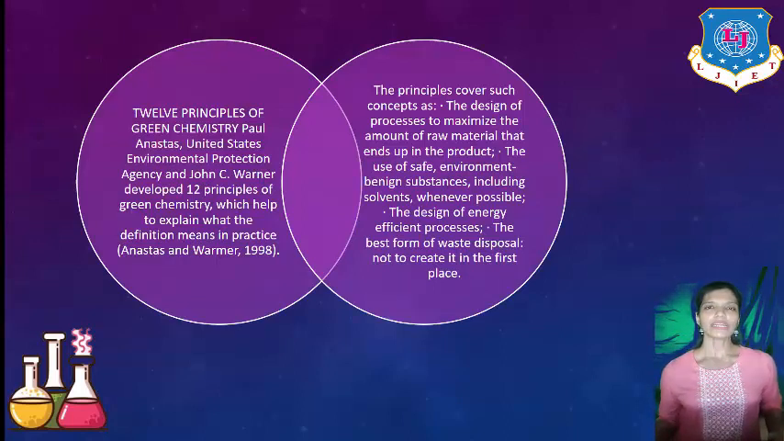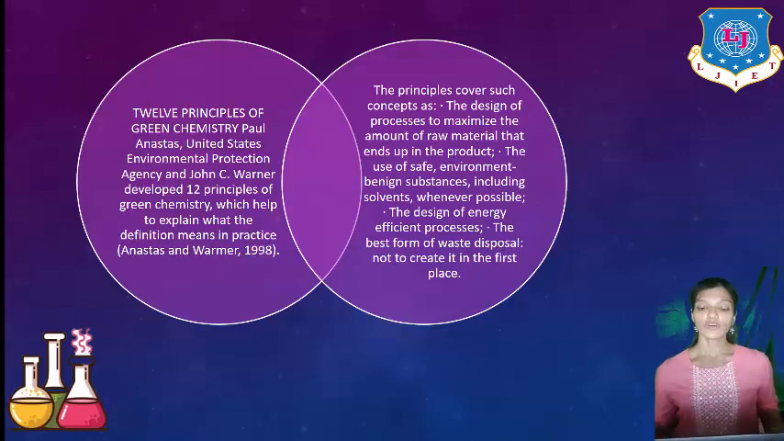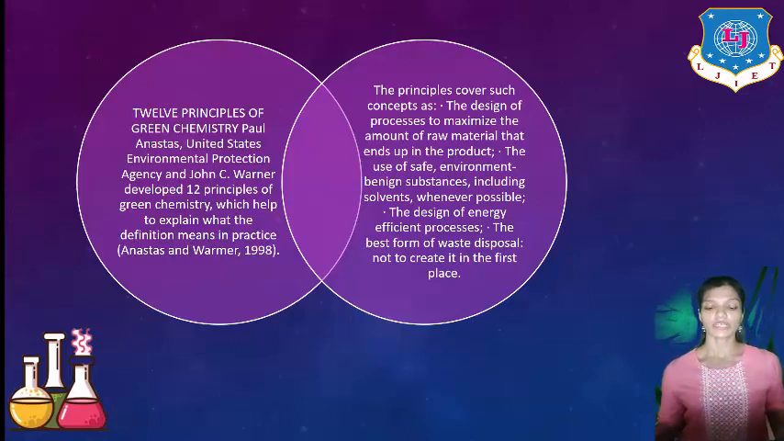Basically, 12 principles of green chemistry evolved. Paul Anastas, who is from the USA and belongs to the United States Environmental Protection Agency, and John Warner developed 12 principles which help to explain what the definition means in practice. The principles cover such concepts as the design of processes to maximize the amount of raw material that ends up in the product, the use of safe, environmentally benign substances including solvents whenever possible, the design of energy efficient processes, and the best form of waste disposal: not to create it in the first place.